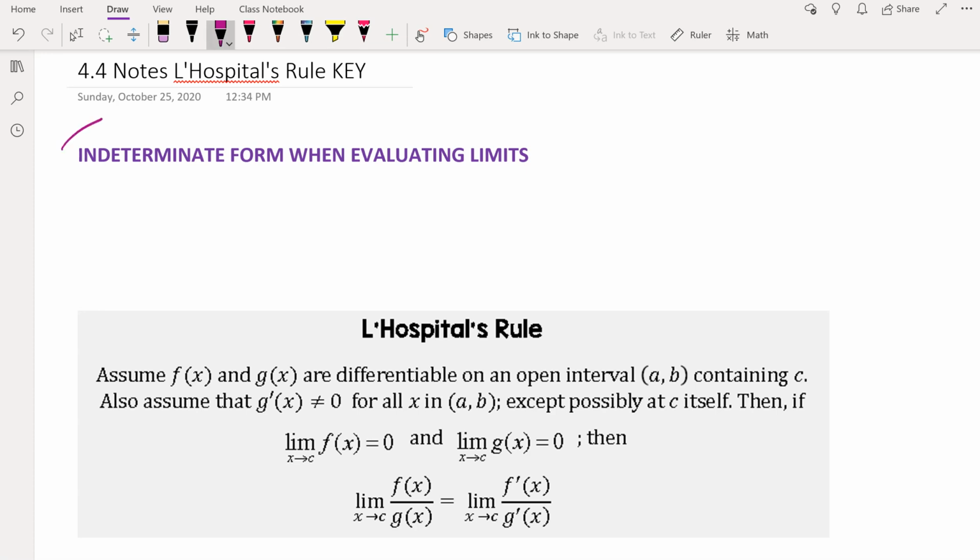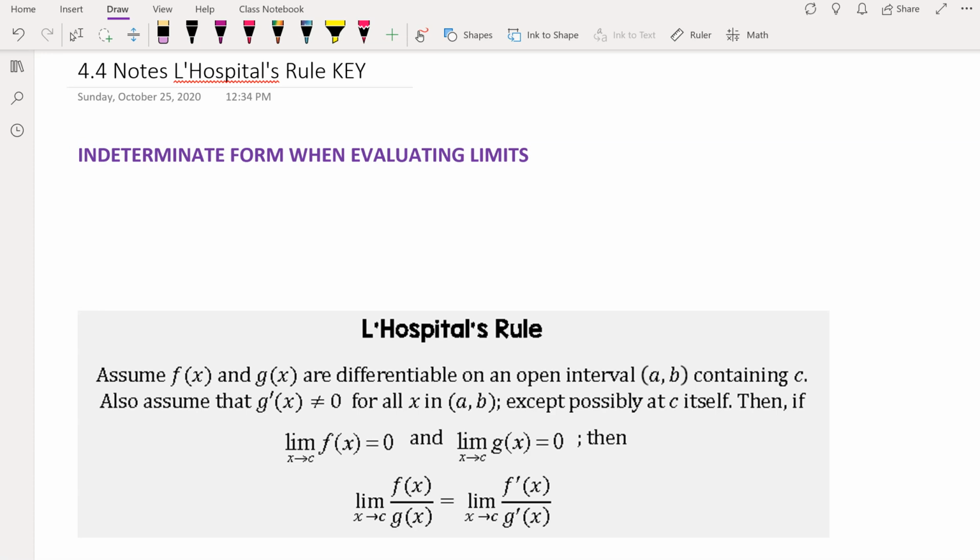This is how you spell it. So go ahead and write down 4.4 notes, L'Hopital's rule. And we actually will not have to write it out each time, which is going to be great. We can write L apostrophe H, and AP graders will know exactly what you mean, that you're using L'Hopital's. All right, so let's go ahead and get started.